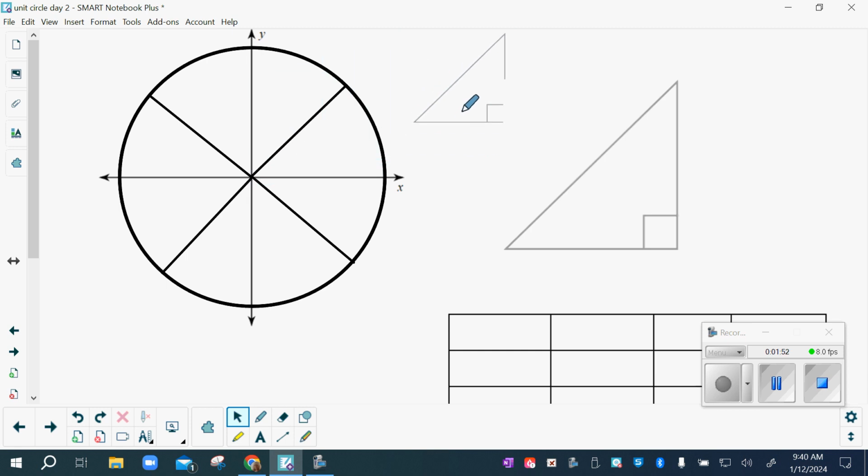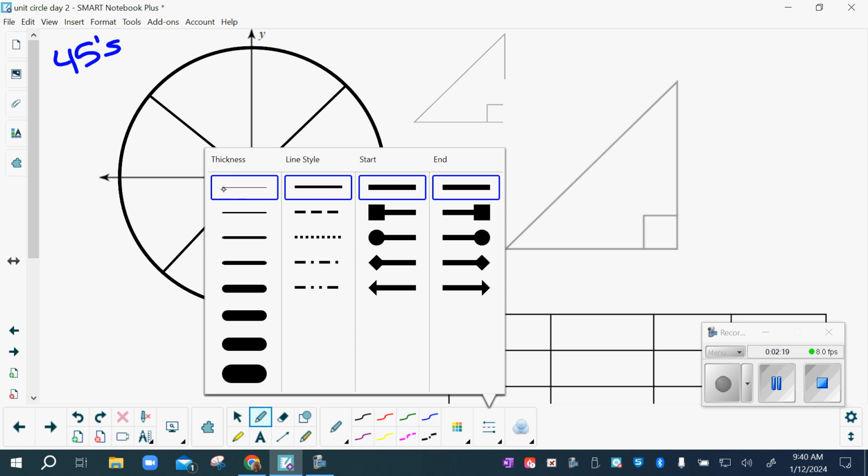So here we go. We're doing 45s right now. So on the very top of your paper, you're going to write 45s. We're going to add in things that are multiples of 45 degrees. I'm not going to put all of this on here because it starts getting confusing and overwhelming, but let's put on a little bit that we want to know.